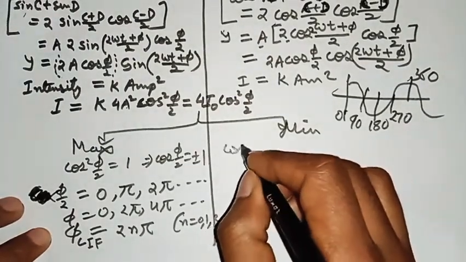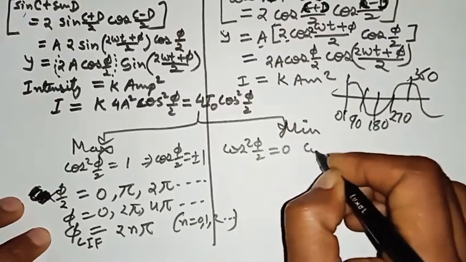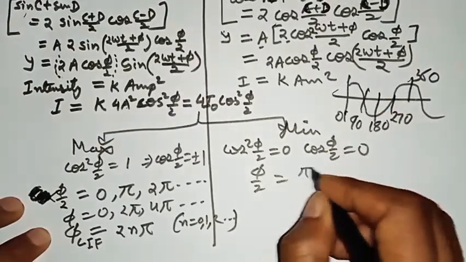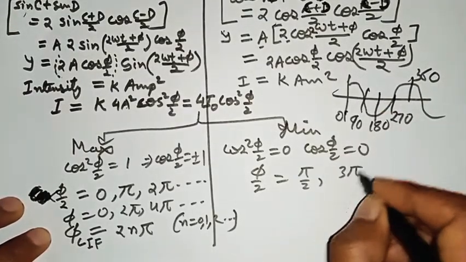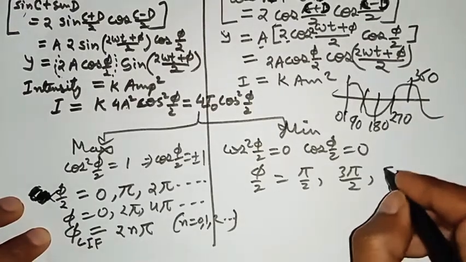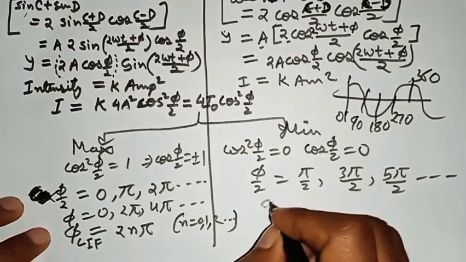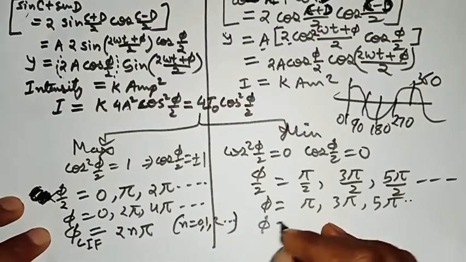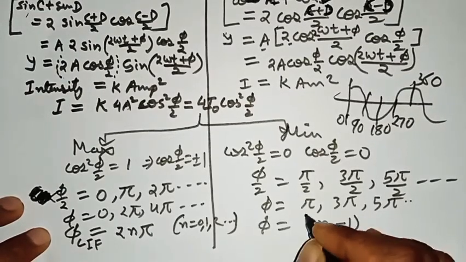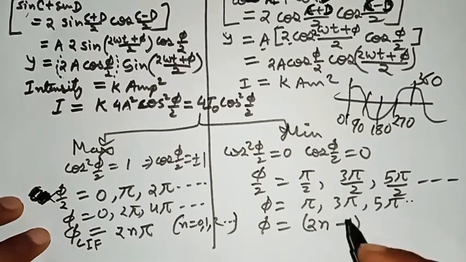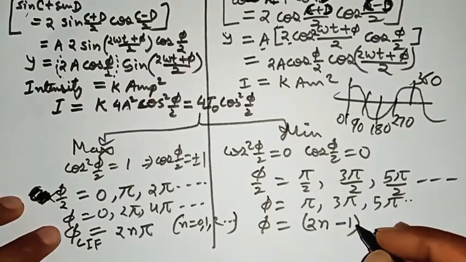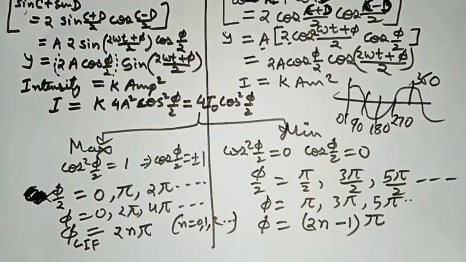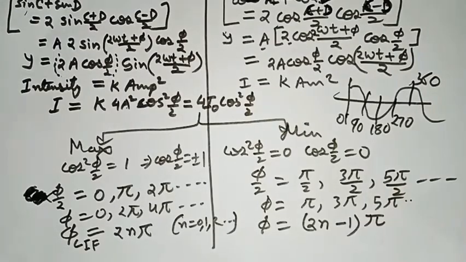For minimum intensity, cos square phi by 2 is equal to 0, that is cos phi by 2 equal to 0. It means phi by 2 is equal to 90, that is pi by 2, 270, 3 pi by 2, and I haven't written it here, but we can predict it is like this. So phi is an odd multiple, and to express odd multiple, we can write 2n minus 1. Purposely, I am writing minus 1. Why am I not writing plus 1 here? That is a different story. When we are going to study diffraction, you will come to know about it. Not a big issue, but just in order to avoid confusion.